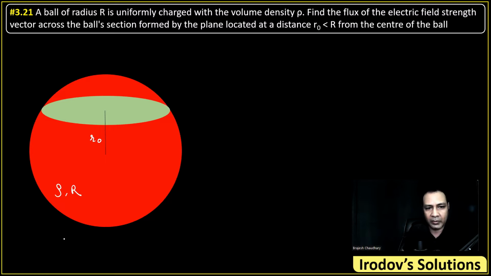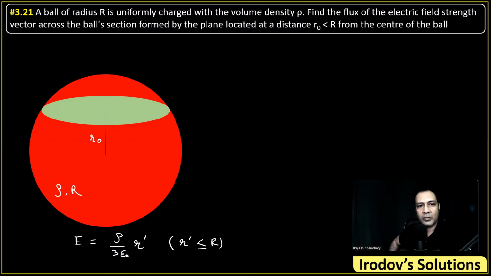So within the sphere, first of all, if I write the electric field inside, I'll only write the magnitude. Within the sphere, the electric field has a magnitude rho by 3 epsilon naught r dash. Why am I using r dash? Because I will use r dash for a different point. This r dash is the distance of a point from the center. This is valid for r dash less than or equal to capital R. And obviously, through all the points of this flat light green surface, some electric field lines would cross.